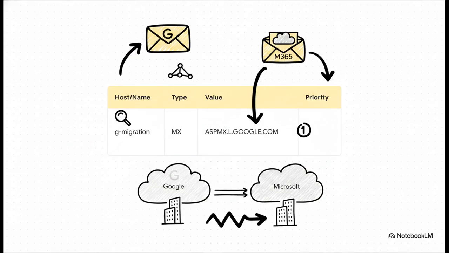It's pretty simple. The host is just our g-migration part. The value points directly to Google's main mail server. This is what tells the internet, hey, send all mail for this subdomain to Google, and you'll want to set the priority to 1 to make sure it's the top and really the only choice.